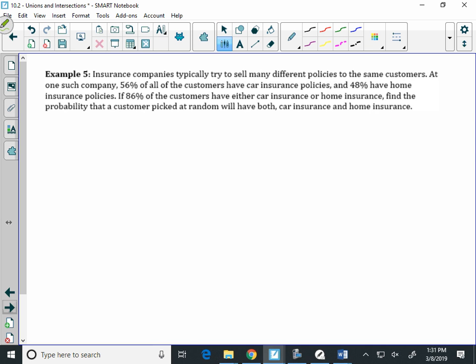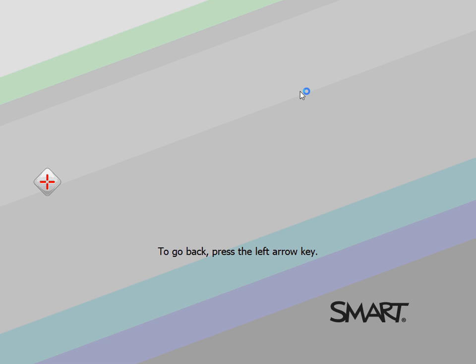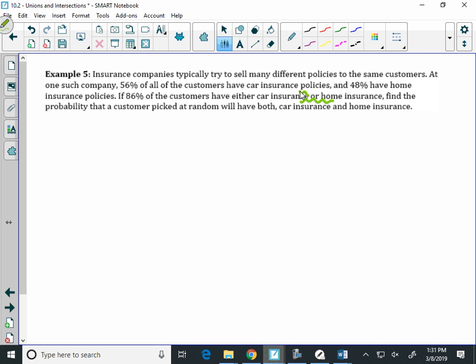So this is slightly different because they told us what the or was. Okay, I still see the word or in my word problem, so I'm still going to use that formula at the top of your notes. The probability of A or B, in this case, the two things we're dealing with are types of insurance: car insurance, so probability of car, or home insurance.